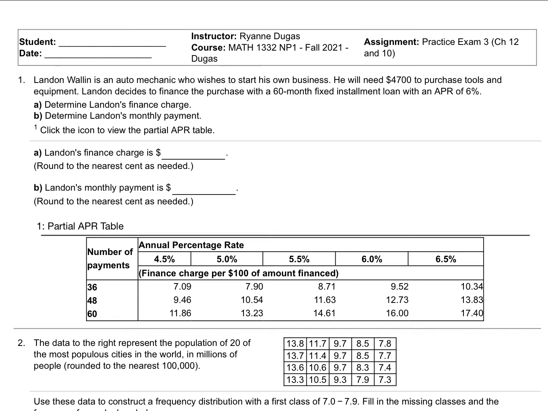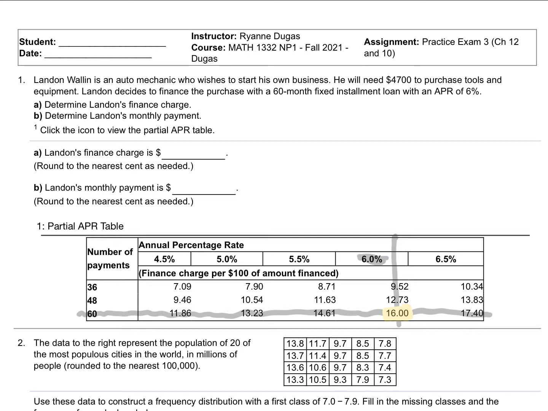So for this one, they're giving you the APR table, so you can use that. We know that we're financing here for 60 months, so we're going to look at the 60 months row. And then we have a 6% APR, so it would be this column. And so where those intersect, that's what we want to use. So we're going to be looking at the 16. So the finance charge is $16 for every $100 financed.